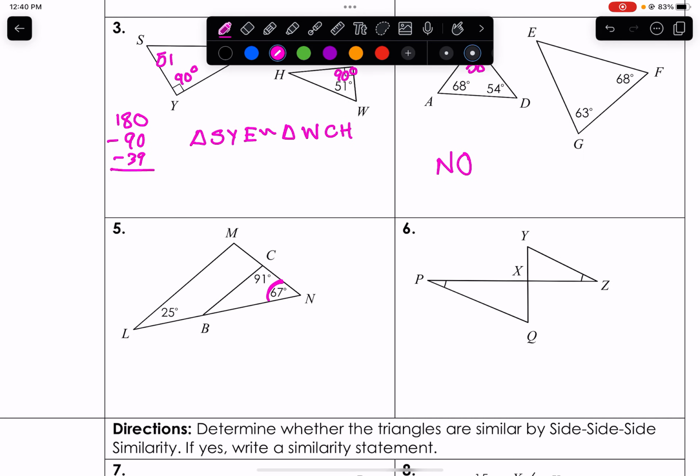So here we have 67 degrees, so that is one angle. So again, I'm going to use the fact that a triangle has a total of 180 degrees. So I'm doing 180 minus 91 minus 67 to get that this angle would have to be 22. So no, this cannot be a similar triangle. The last one is because I have a pair marked and I also have vertical angles because of the bow tie. So PXQ is going to be similar to ZXY.